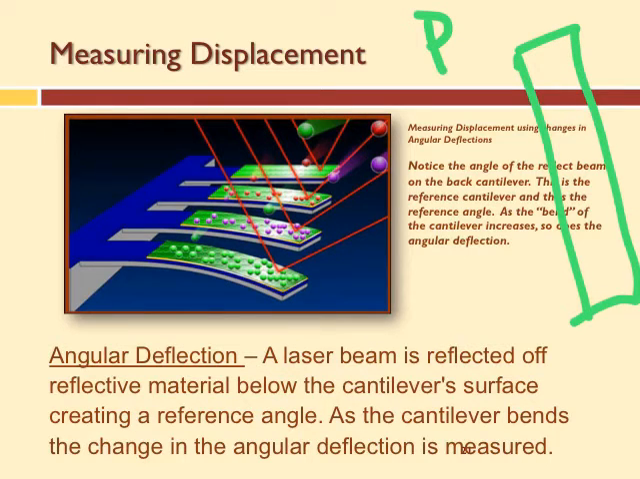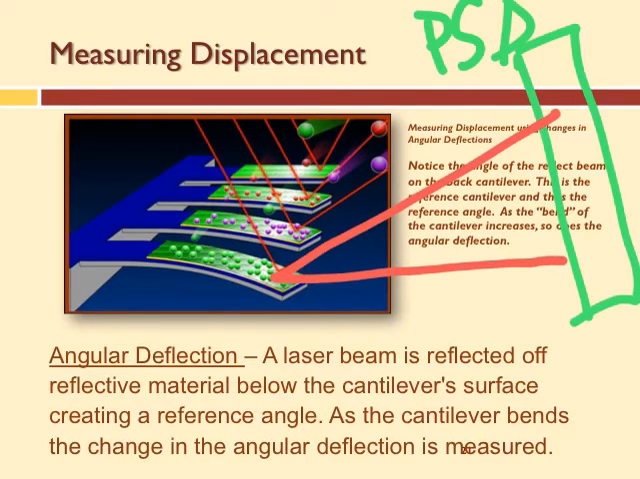Position, what do they call it? Position-sensitive detector, PSD. Okay? If your reflection is here, you measure that position. If it bends more, the reflection will be down here. And this detector will tell you what position it's in.